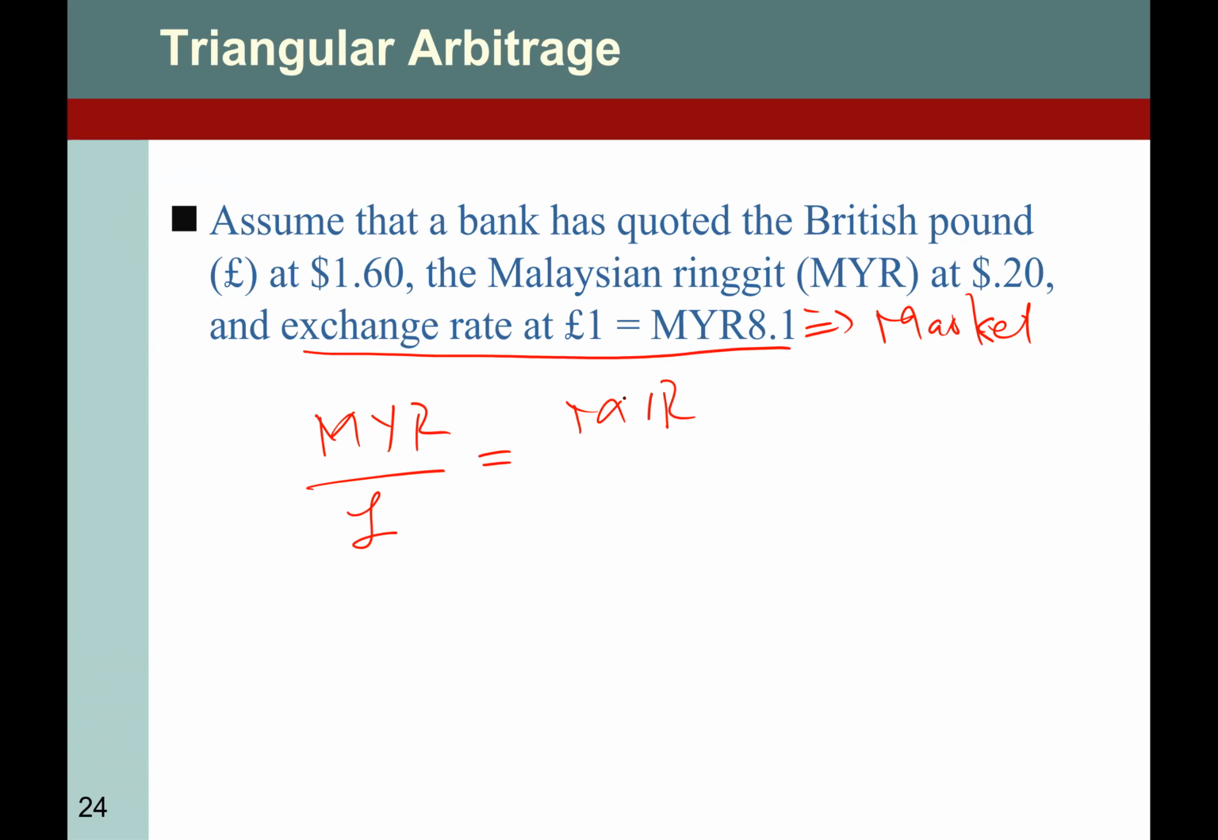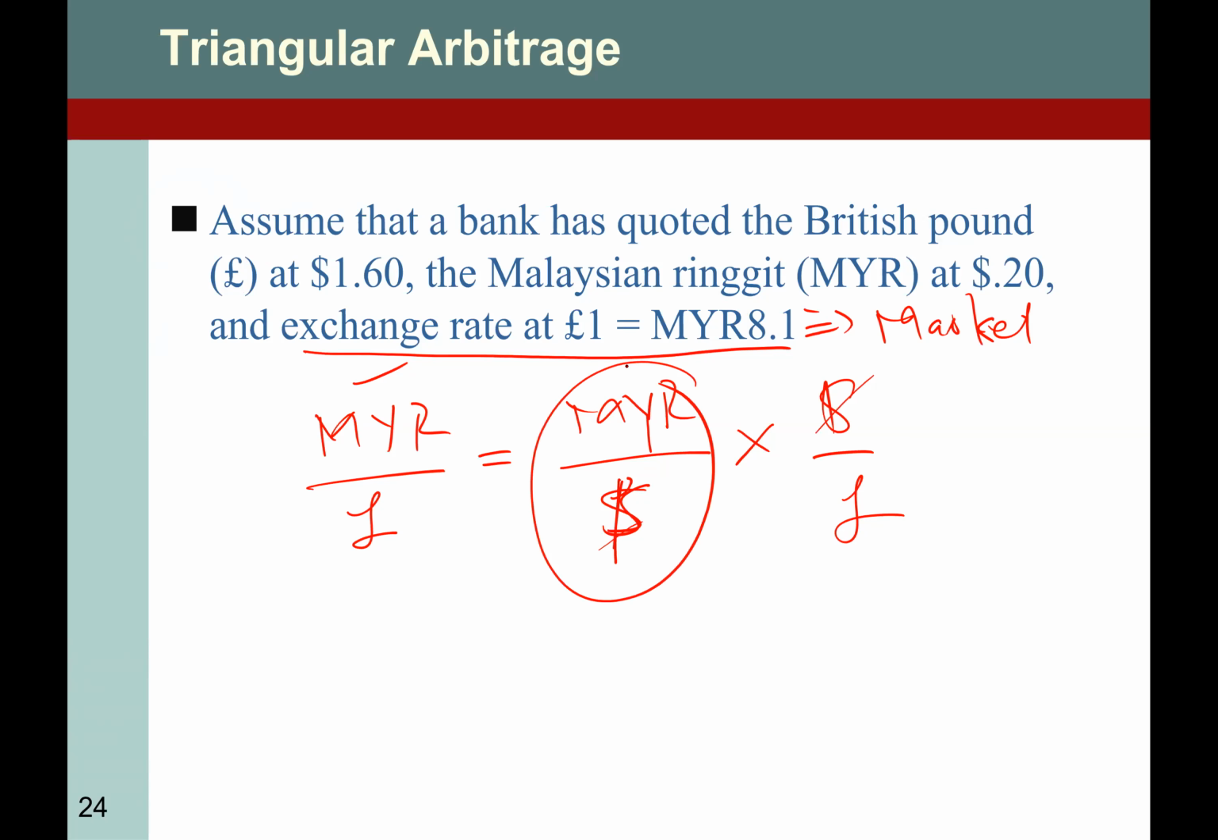Malaysian ringgit divided by dollars. Here we go. Multiply by dollar divided by pound. In that case, dollar cancels and we have the same ratio. So do we have Malaysian ringgit over dollar? We have this rate, and that is dollar over Malaysian ringgit. If we just reverse it, we can have this one.